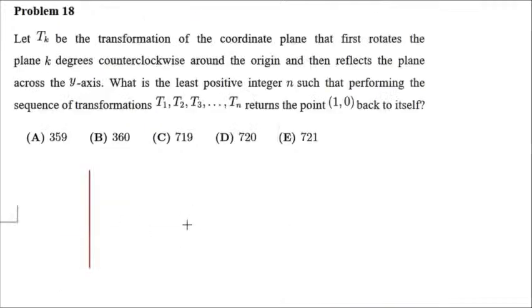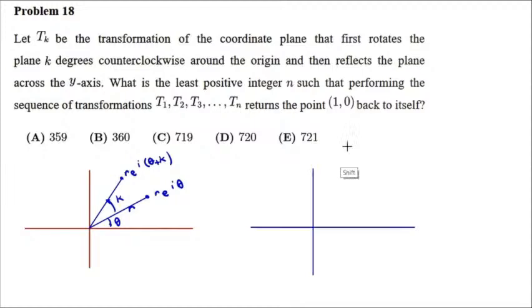If we draw XY coordinates, when we rotate, for example, k degrees counterclockwise, you write it in polar form, r e^(iθ). Now, if you reflect the plane across the y-axis, let's consider the reflection separately. Suppose it is r e^(iθ), then if you reflect it, the angle becomes 180 minus θ, and you can conclude for all other cases it will be like this: r e^(i(180 minus θ)).